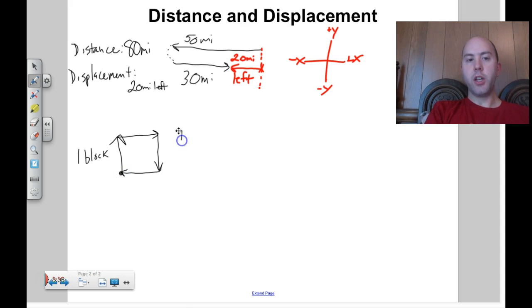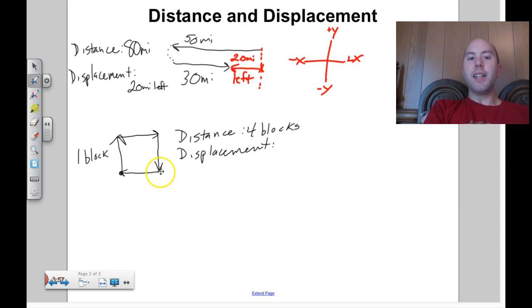Well, your distance is the total journey. So a total journey would be 4 blocks. You ran 4 blocks. But your displacement, on the other hand, is from beginning to ending point. Well, here's the crazy part. You stopped exactly where you started. If you stop exactly where you started, your displacement is 0.